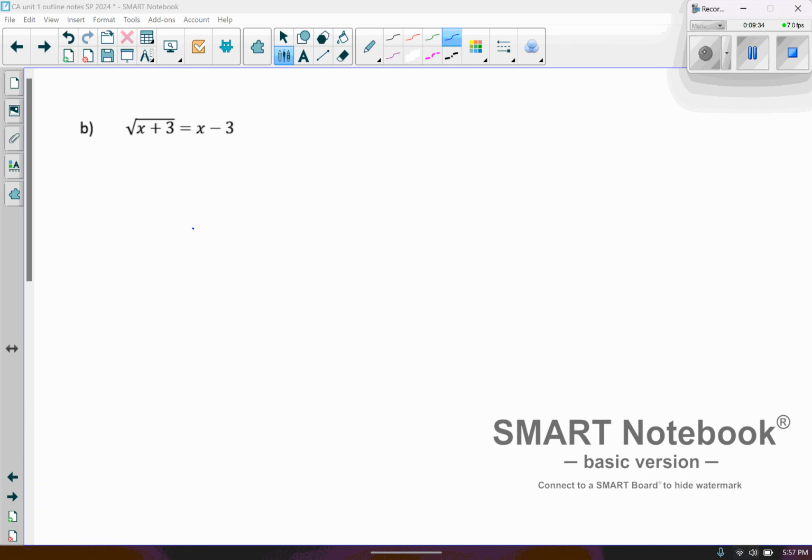All right, moving on. This one's going to be kind of similar. To start though, we got to be a little careful right here. So we're going to square both sides right here because the radical is isolated. Now, this will become x plus 3 right here.